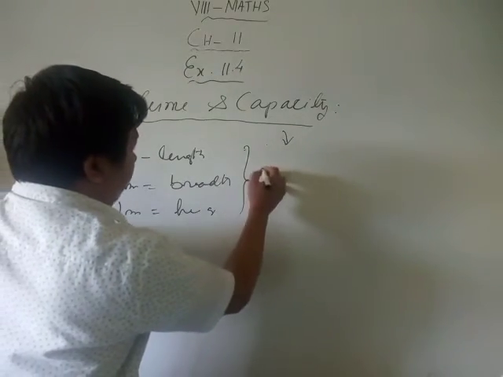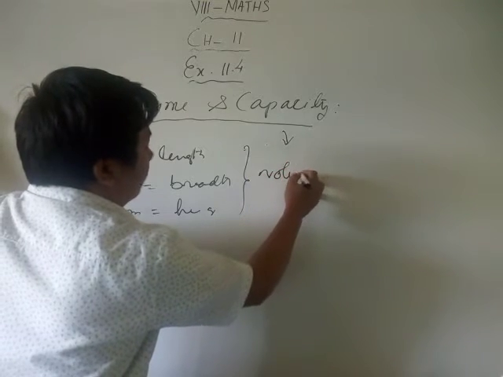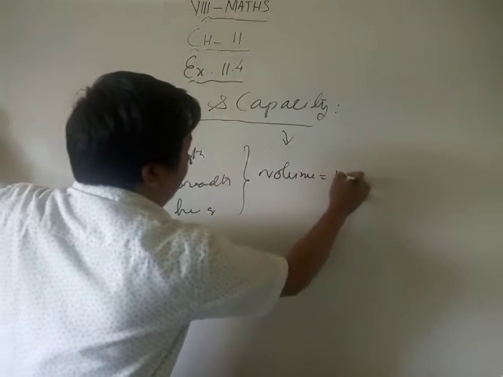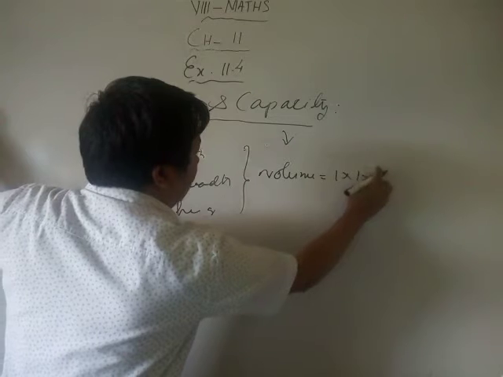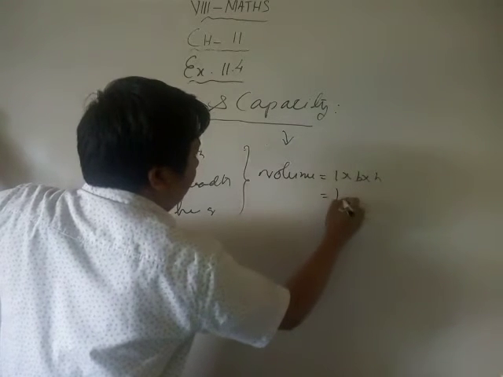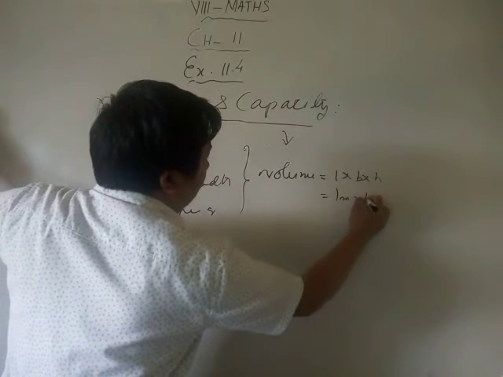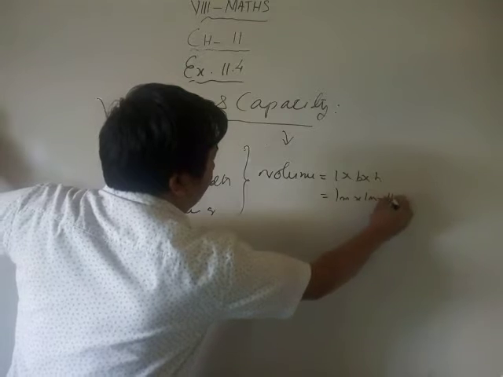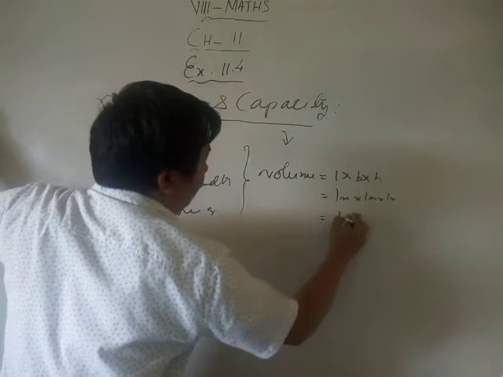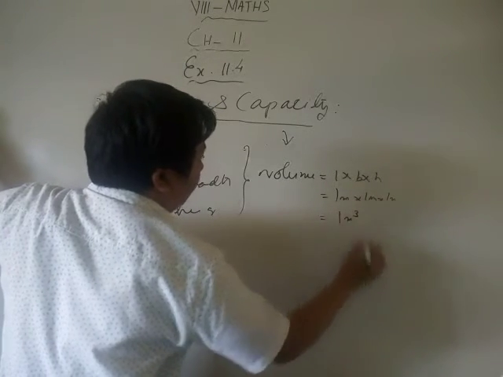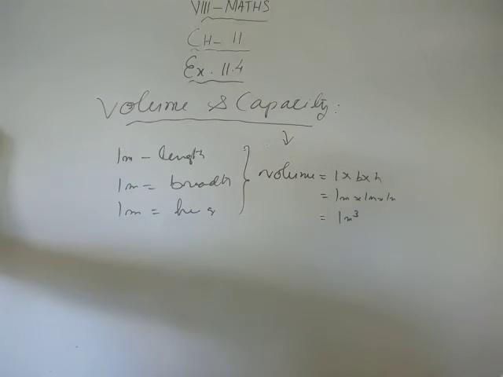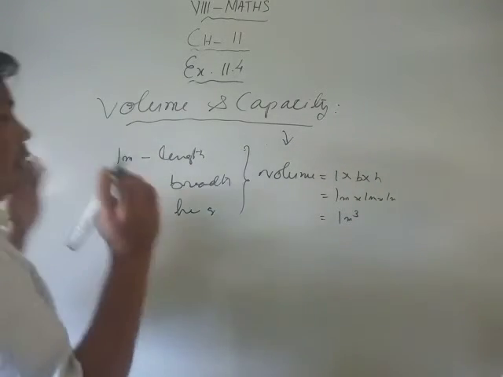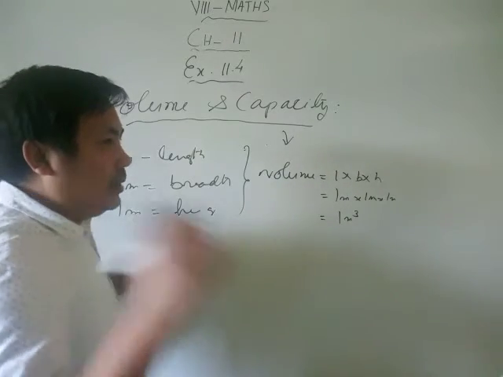See, the volume will be length into breadth into height, isn't it? Yes, there is 1 meter into 1 meter into 1 meter. So there is 1 meter cube. Okay, 1 meter cube is the volume of that object.